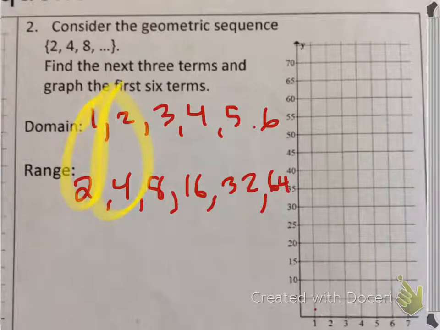I'm over 2, up 4. I'm over 3, up 8. I'm over 4, up 16. I'm over 5, up 32. I'm over 6, up 64. And then if you just look at that, that's a curve again, not a straight line.